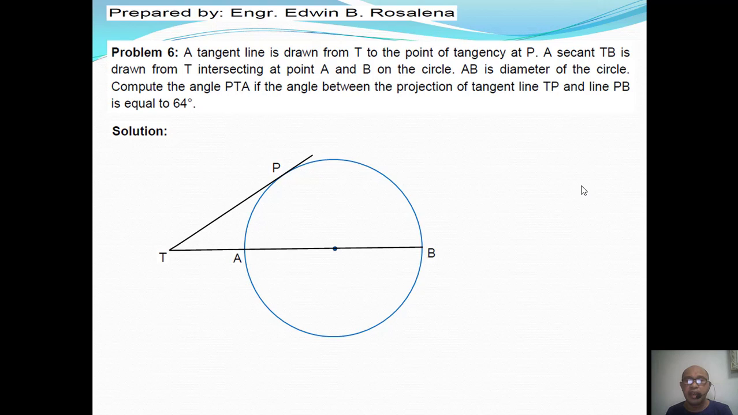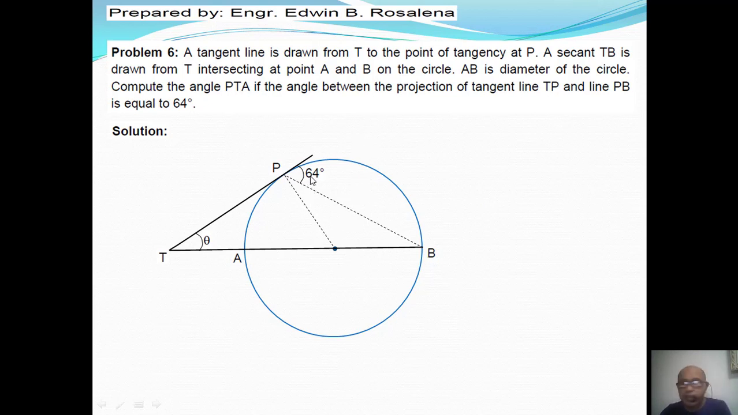So we have the 2 points A and B, with AB as the diameter of the circle. Compute angle PTA, this angle here. If the angle between the projection of the tangent line TP and the line PB... so I will connect PB by a line. And where is this angle 64? The angle between the projection of TP and the line PB. So this angle is 64. Okay? So compute the angle PTA. This is our unknown here.